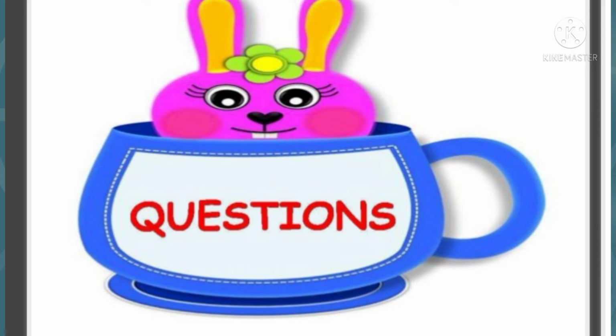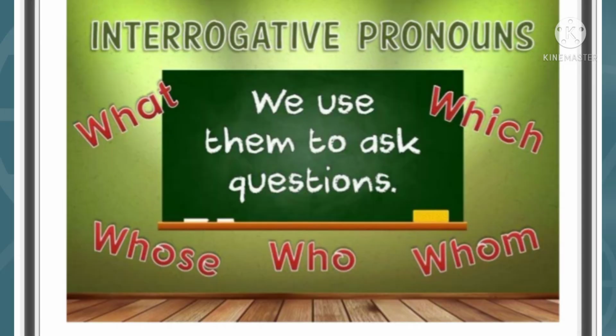Okay, and these questions are WH questions. These are used to frame questions, and these are WH words. Given here are interrogative pronouns: what, whose, which, who, and whom. All these are used to ask questions. We already know it because we frame questions based on these pronouns.